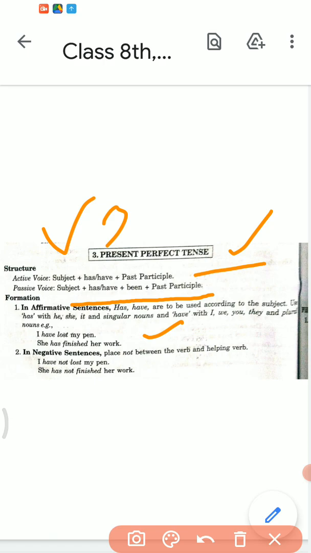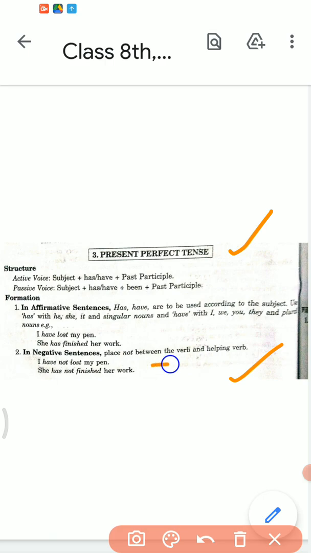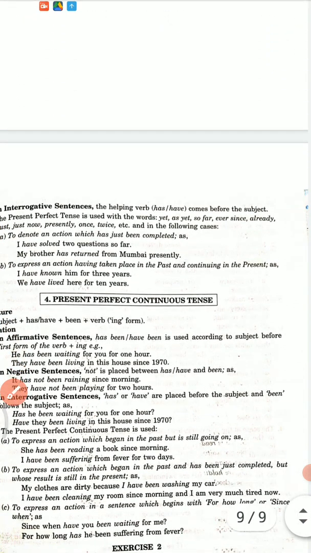For example, I have lost my pen. She has finished her work. In negative sentences, how will we do it? In negative sentences, place a not between the verb and the helping verb. I have not lost my pen. She has not finished her work. Okay, now I am coming to the next page.